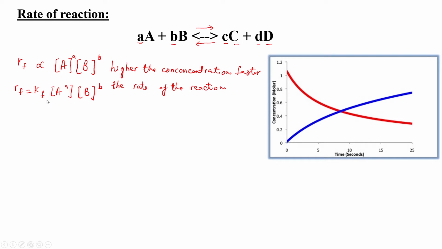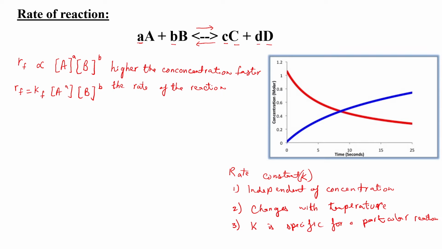This K is specific for a particular reaction at a particular temperature. The rate constant K must be determined experimentally by observing how the rate of the reaction changes as the concentration of the reactants are changed. So a few points that you need to remember for the rate constant: it is independent of concentration and changes with temperature. And the third point is that this K is specific for a particular reaction.